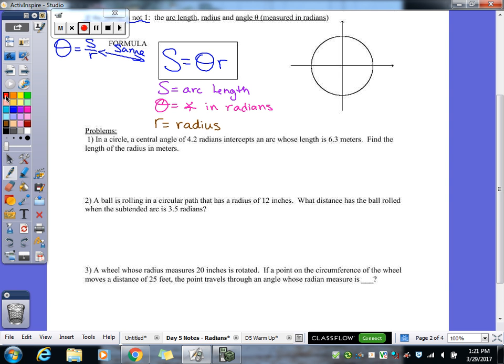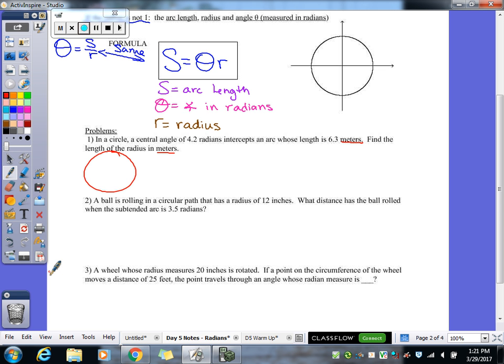So in number 1, we have in a circle a central angle of 4.2 radians intercepts an arc whose length is 6.3 meters. Find the length of the radius in meters. This one, it didn't change units on us. They're both meters. We don't have to convert anything. So let's draw our circle. Oh, that was a pretty good circle. Draw your circle.